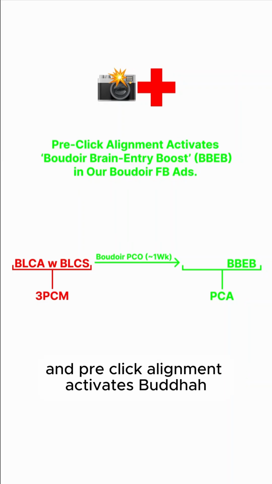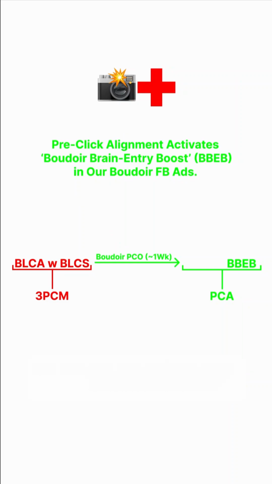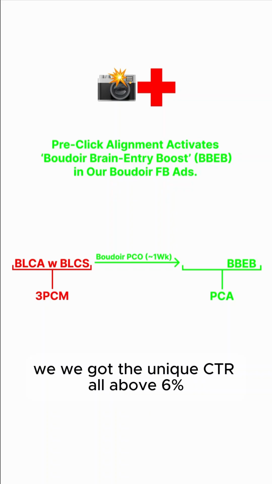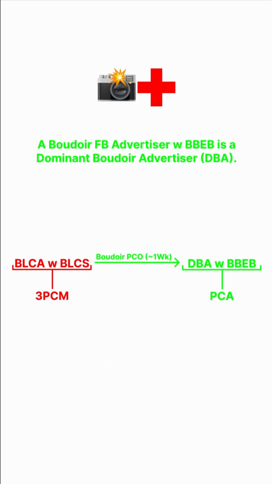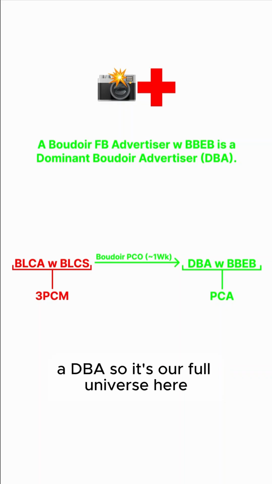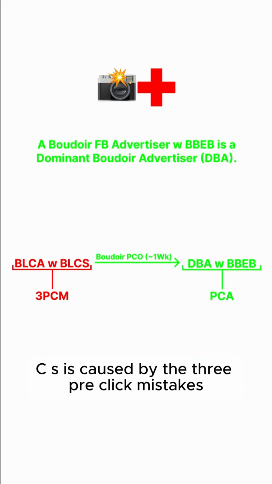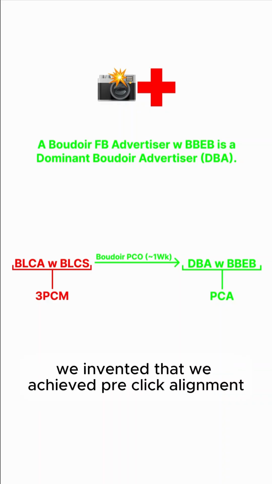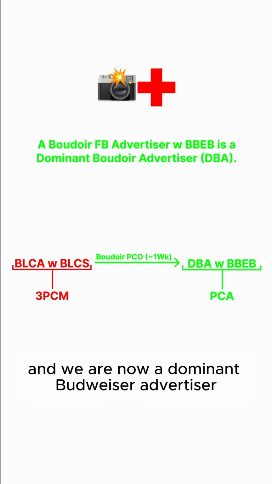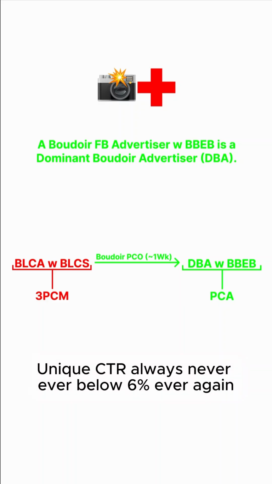And pre-click alignment activates Boudoir brain entry boost in our Boudoir Facebook ads. Basically, we've got the unique CTR all above 6%. And a Boudoir Facebook advertiser with Boudoir brain entry boost is a dominant Boudoir advertiser, a DBA. So it's our full universe here. A BLCA with BLCS is caused by the three pre-click mistakes. Treated with Boudoir Pico, it takes about a week. We invented that. We achieved pre-click alignment, and we are now a dominant Boudoir advertiser with Boudoir brain entry boost. Unique CTR all never ever below 6% ever again.